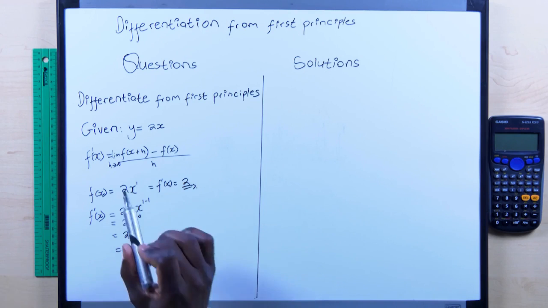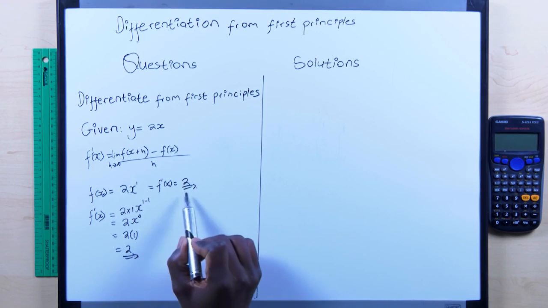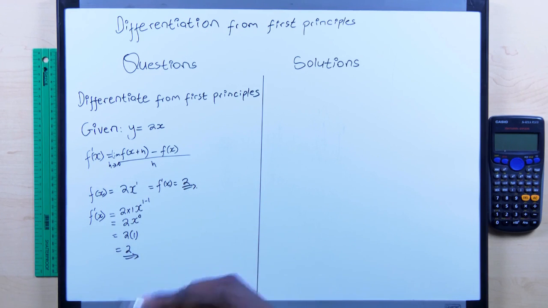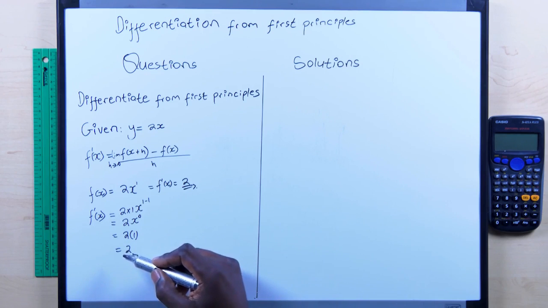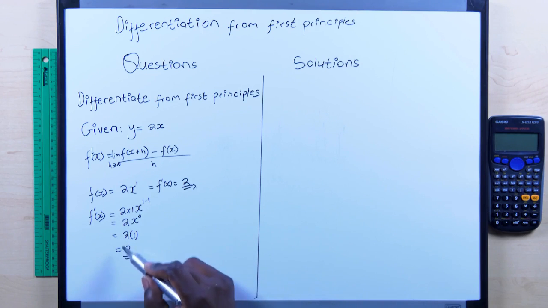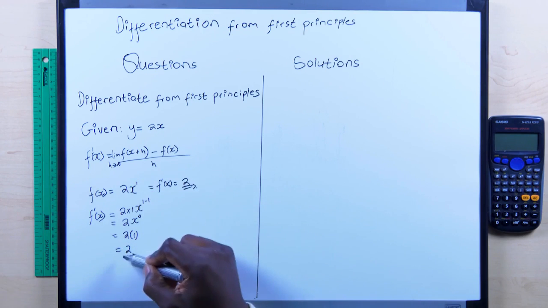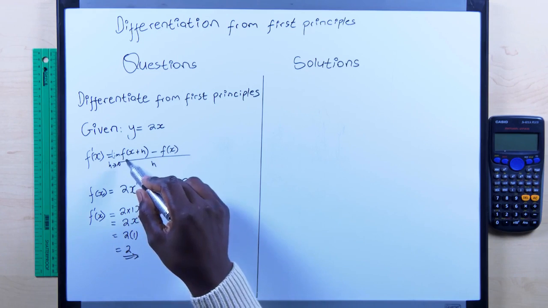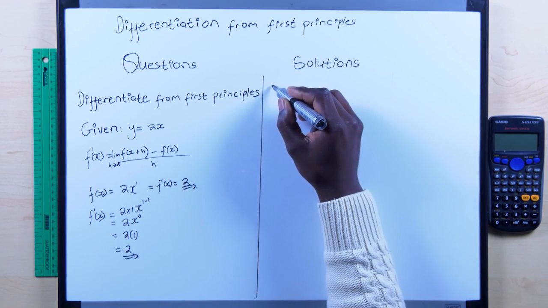Which means that once you have differentiated from first principles, your final answer must be this. So it's always nice to guide yourself. It's always nice to use the short method of differentiation, so that when you get your final answer, it must go back to the answer which you found using first principles. Now let's differentiate using first principles.